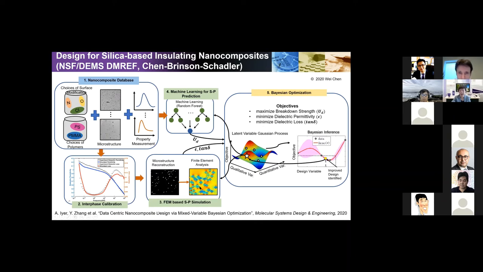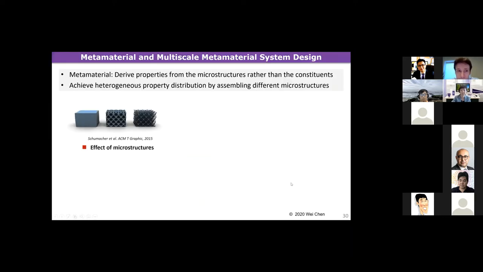And then at the end, we are able to also combine the physical experiments together with the computer simulation. This paper is published in Molecular Systems Design and Engineering, also using Bayesian optimization. So as I show here, I feel the community has really converged on Bayesian optimization as a very powerful method for design purposes, in order to determine how we do sampling.